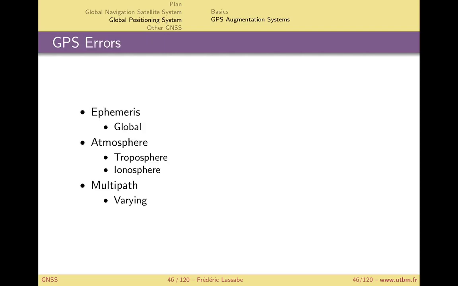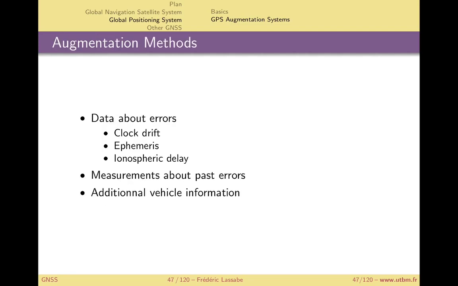So the GPS errors, which might be the same in the other systems since they rely on the same physical concepts and mathematical methods, come from the ephemeris errors, which are global, the atmosphere, especially troposphere and ionosphere errors, which can be measured, and multipath errors, which may be varying a lot.